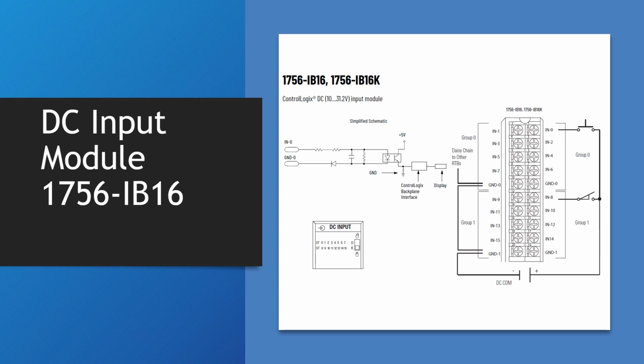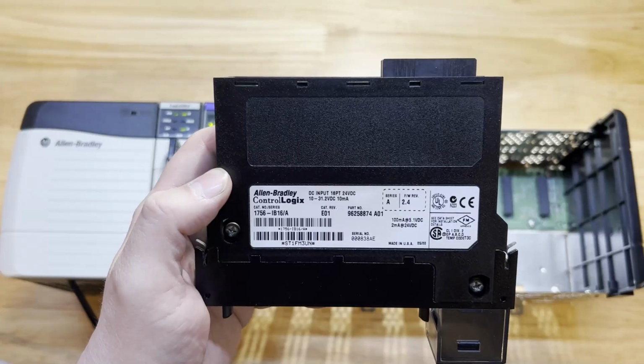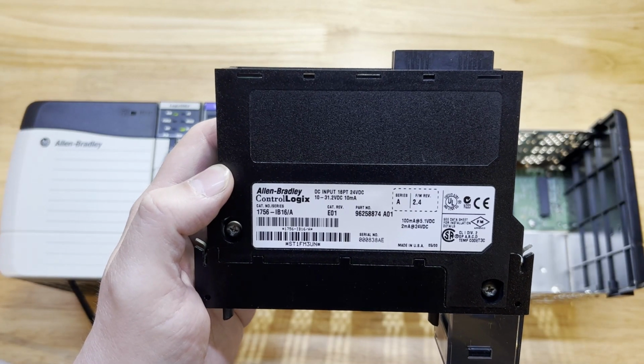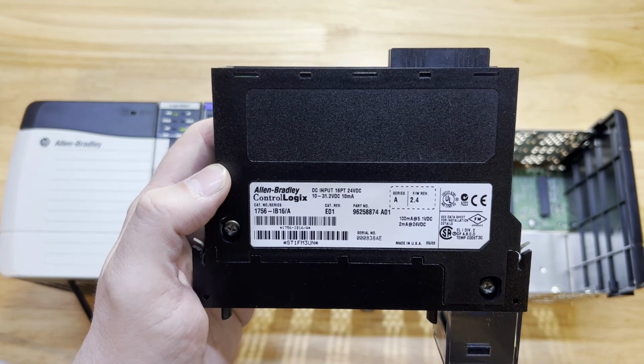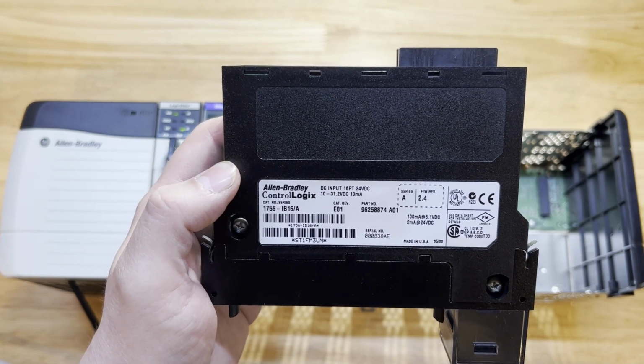As you can see by the circuit diagram, this is a sourcing input module where positive DC voltage must be applied to the input for the signal to be high or true. This module is broken into 4 different groups. Each individual group must be supplied a negative DC common in order for that group of inputs to function properly. Just as we have done with the past 2 modules, we will slide this module into slot 2.